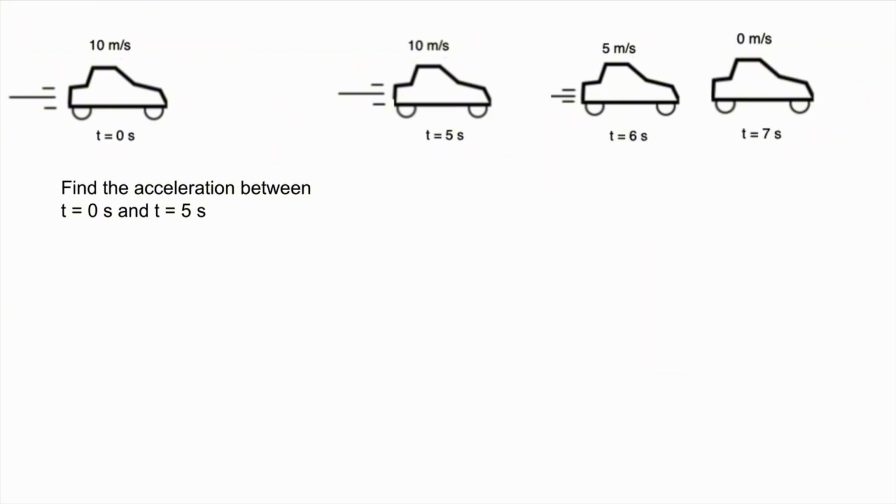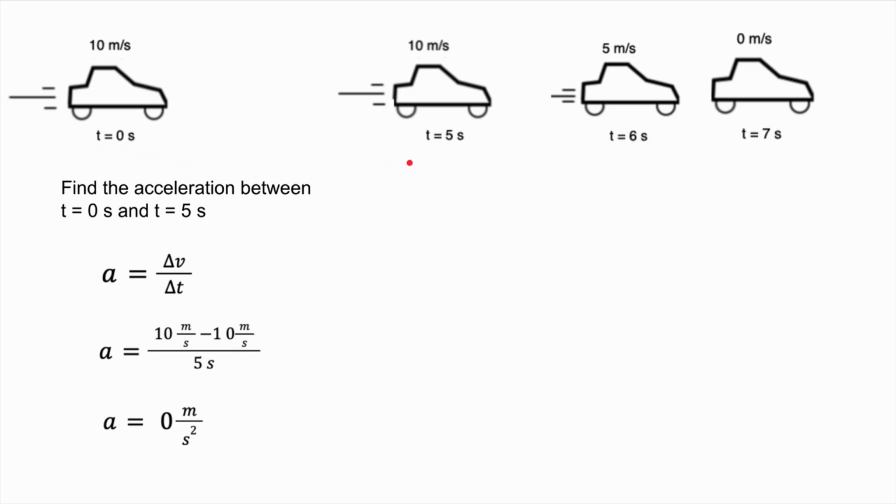So let's find the acceleration for the time period between t equals 0 and t equals 5. I'm going to use my equation for acceleration. Remember, delta means final minus initial. So that's 10 minus 10 divided by 5. Well, clearly that's going to be 0. That means its acceleration was 0.